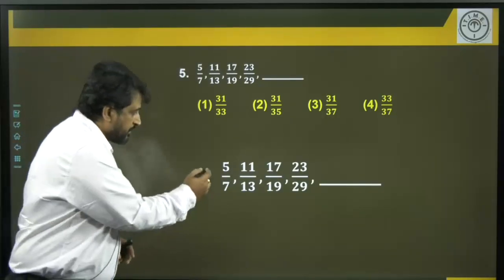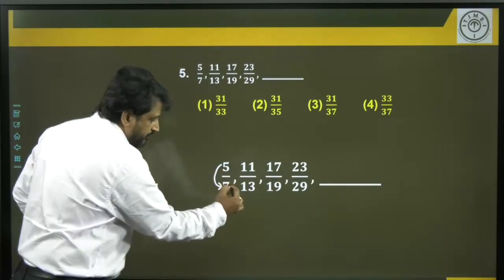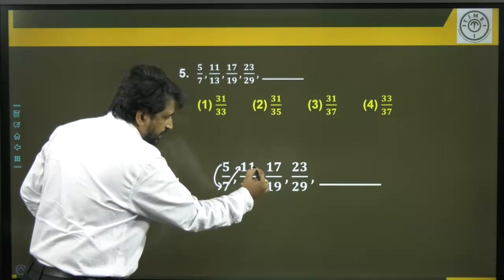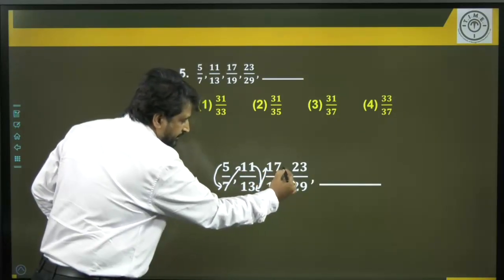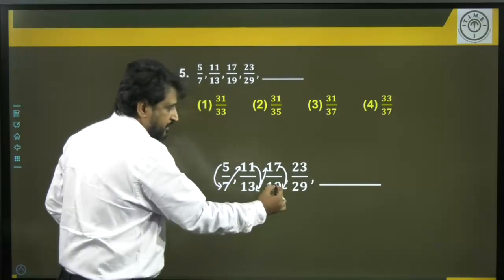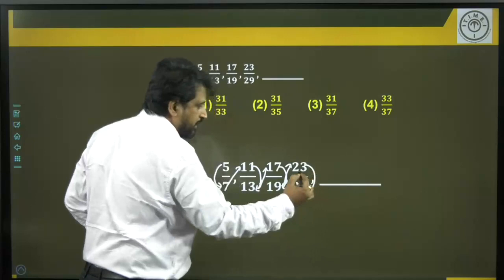So 5, next prime number is 7. 7, next prime number is 11. 11, next prime number is 13. 13, next prime number is 17. 17, next prime number is 19. 19, next prime number is 23. 23, next prime number is 29.